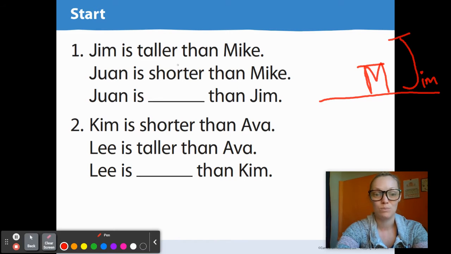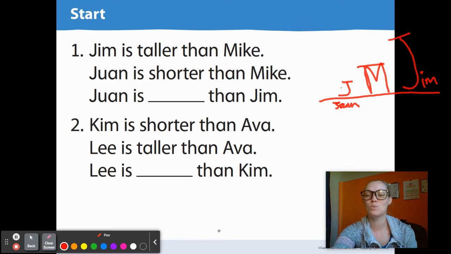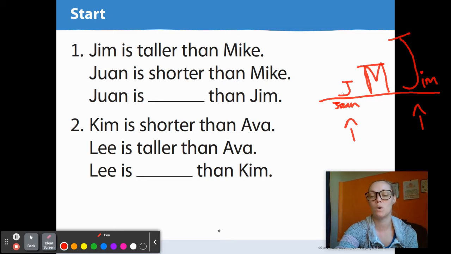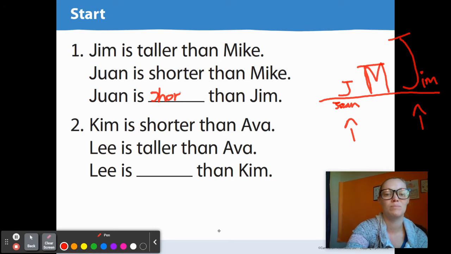My next clue, Juan is shorter than Mike. Show me what that would look like. There's Juan. Can't really tell what that says. Here's Juan. Juan is shorter than Mike. So Juan is blank than Jim. So now it wants you to compare Juan and Jim. Starting with Juan. Juan is shorter than Jim.